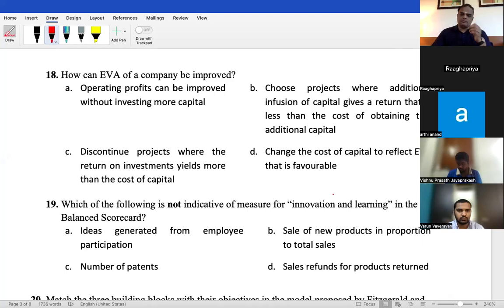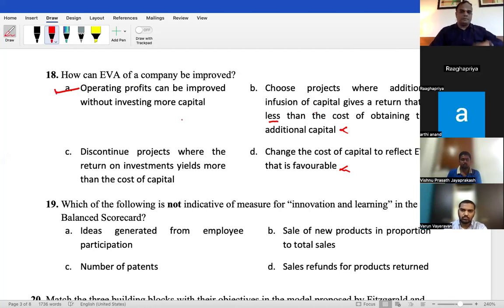Next one. Question 18. How can EVA of a company be improved? Option A. Operating profits can be improved without investing more capital. Option B. Choose projects where additional infusion of capital gives a return that is less than the cost of obtaining this additional capital. Option C. Discontinue projects where the return on investment yields more than the cost of capital. Option D. Change the cost of capital to reflect EVA that is favorable. Changing is not correct. So the first one is correct. Without much investment, you have to improve the profit so that EVA can be improved.